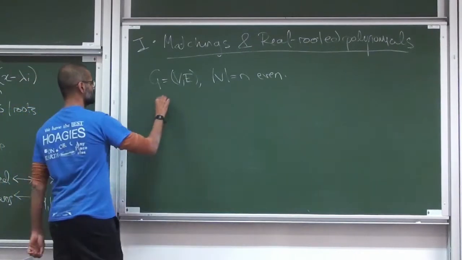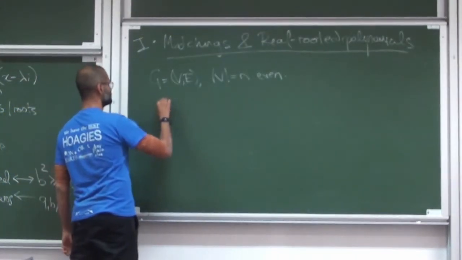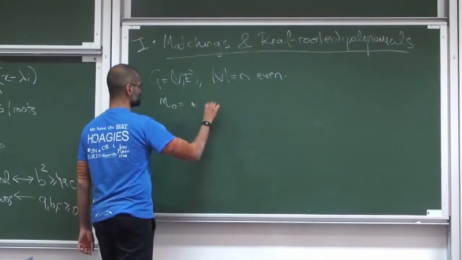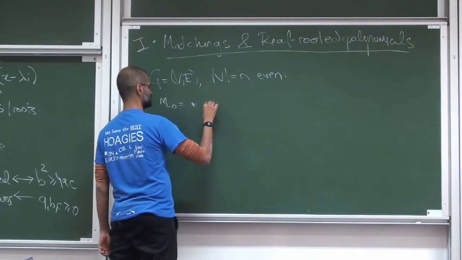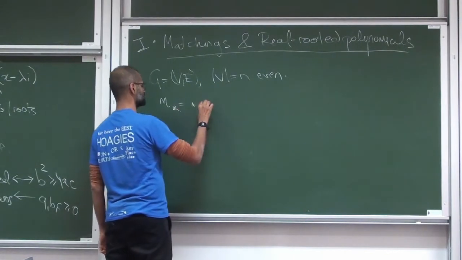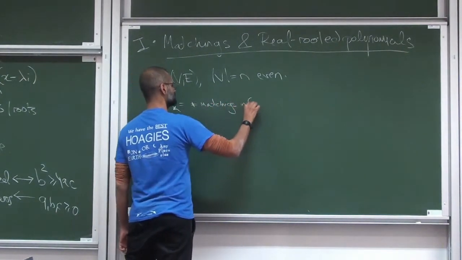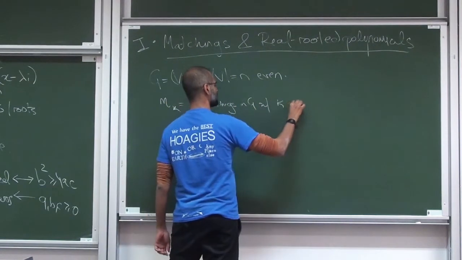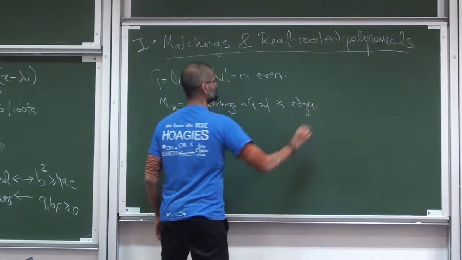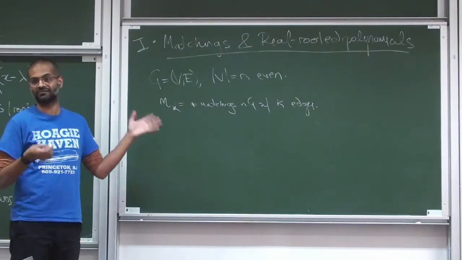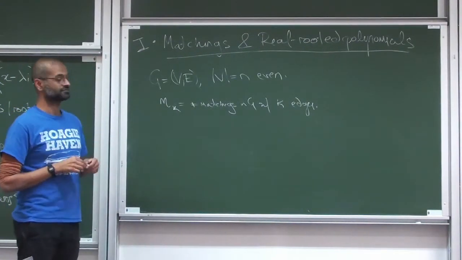Okay? So I'm going to let M_k be the number of matchings in G with k edges. The vertices are labeled 1 through n, let's say. There's some finite number of matchings of various sizes, and these M_k are just going to count them.